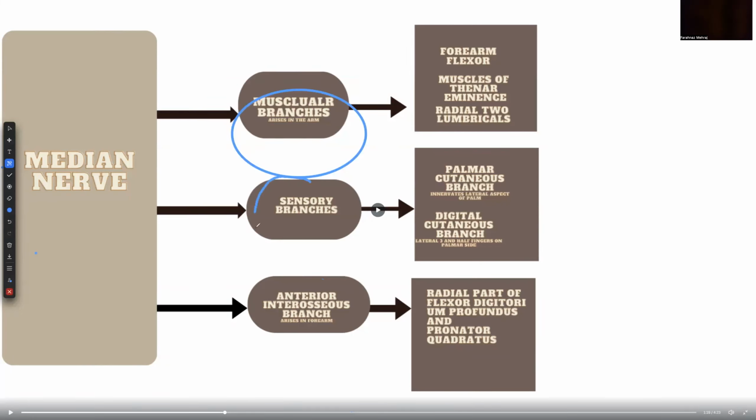And then there are the sensory branches. And then we have the anterior interosseous branch, which is also actually a muscular branch. Most of the muscular branches arise in the arm, and they supply the flexor compartment of the forearm, the muscles of the thenar eminence, and the radial two lumbricals.